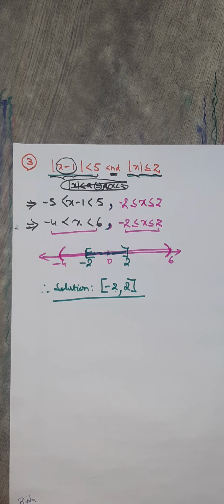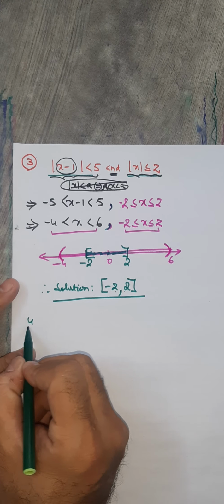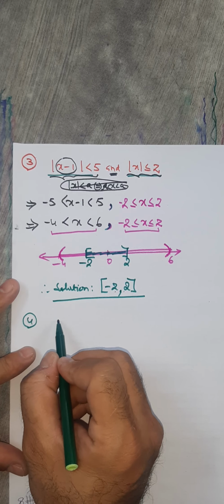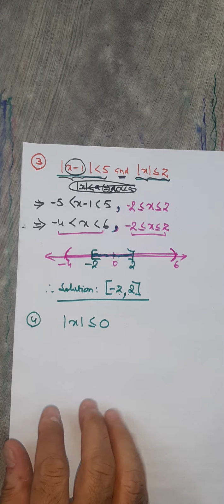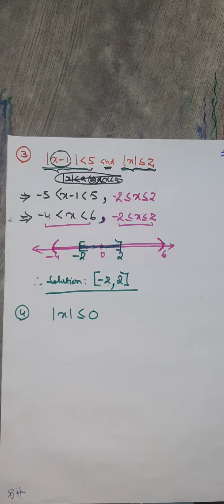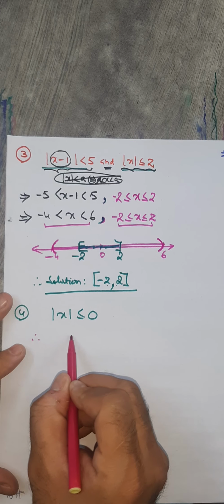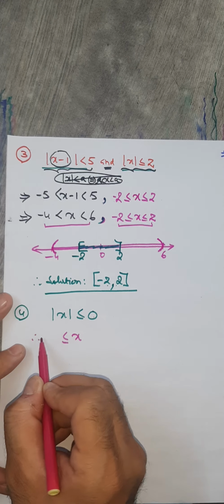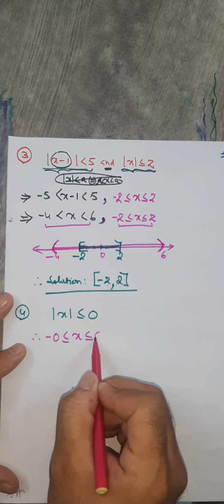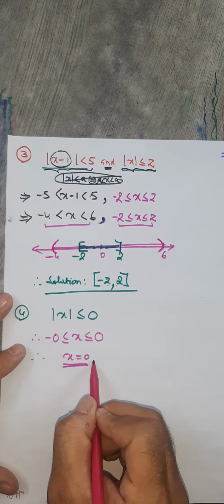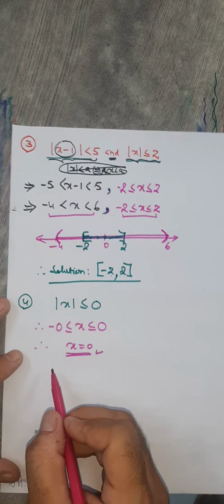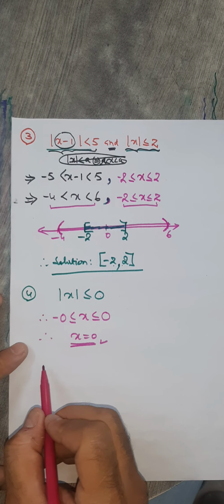Now here, let's see one more question about modulus. So for example, I want this. The question is, solve this. Modulus of x is less than or equal to 0. What's the meaning of modulus of x is less than or equal to 0? It means drop the modulus. x is between -a to +a, that is -0 to 0. So x has to be 0.